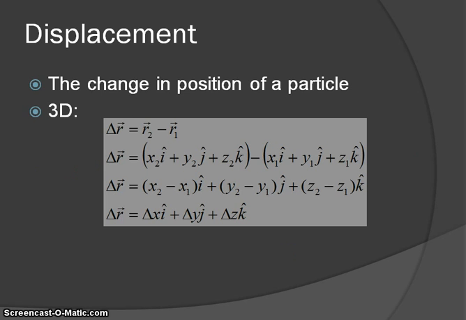Now in reality, one dimension isn't really all that different from 3 dimensions. The big difference with 3 dimensions is that we now have to look at not only just the travel in the x direction, we also have to look at the y direction and the z direction at the same time. So let's look at an example.